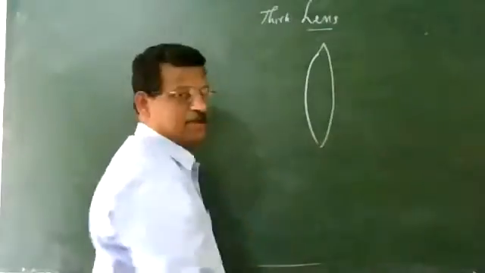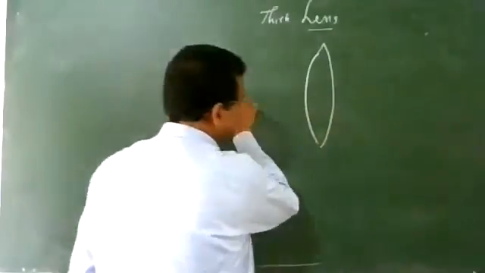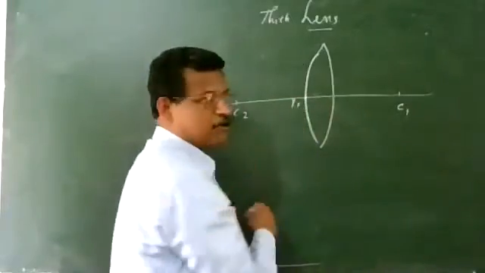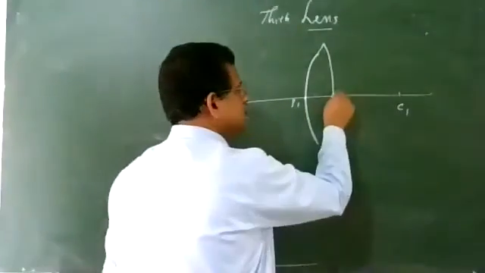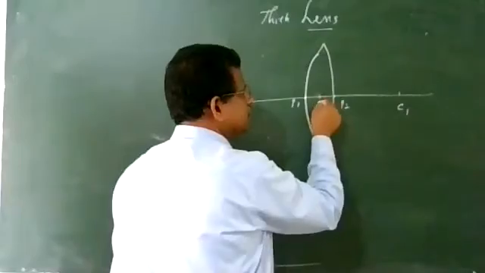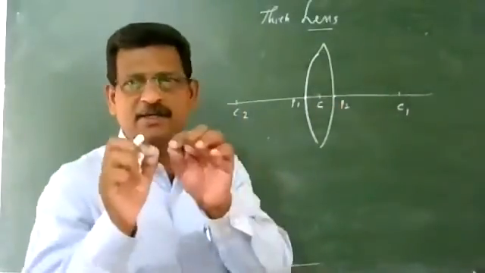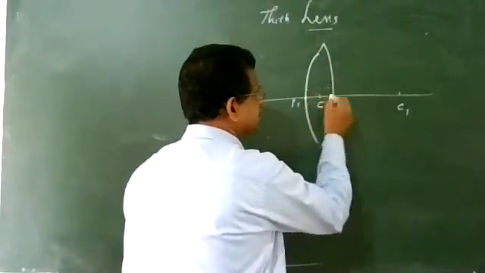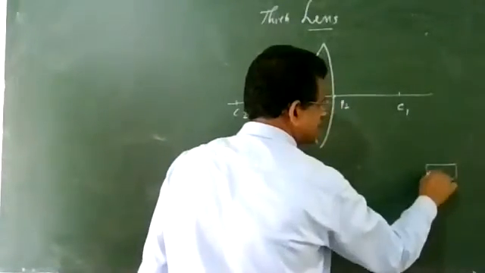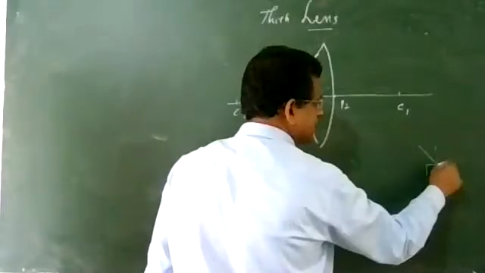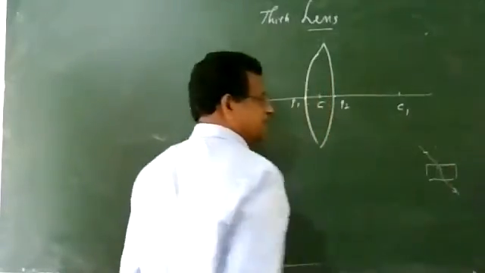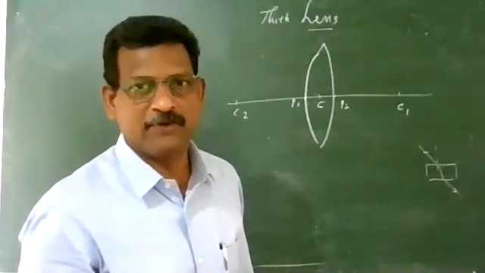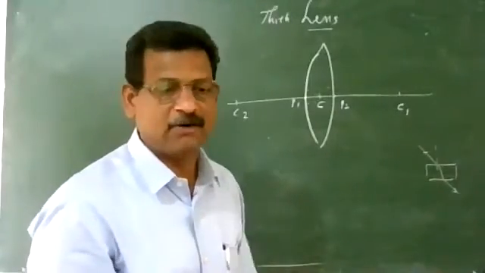So we are taking a thick convex lens. This is the principal axis. P1 and P2 are the poles of the first and second surfaces. If you take the middle portion of the lens, it is like a glass slab. When a ray of light goes into the glass slab, you can see that it is displaced, but the initial direction is the same. The direction of the incident ray is parallel to the emergent ray.